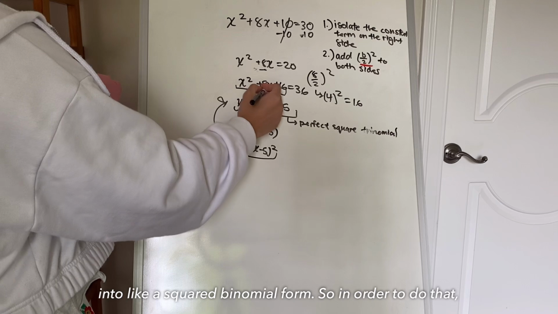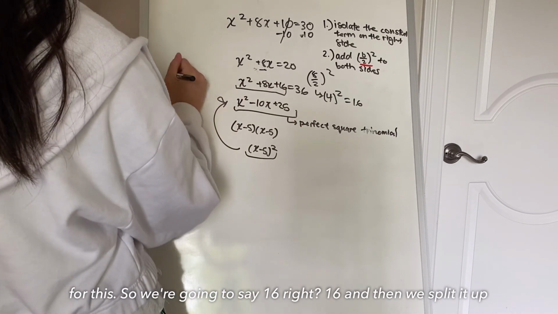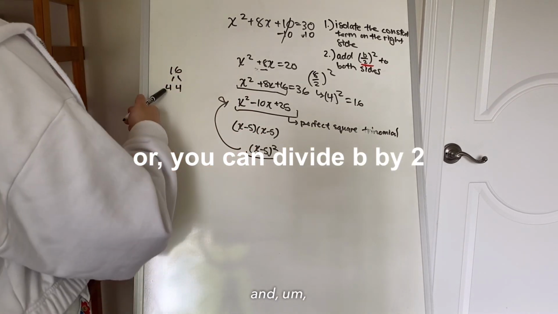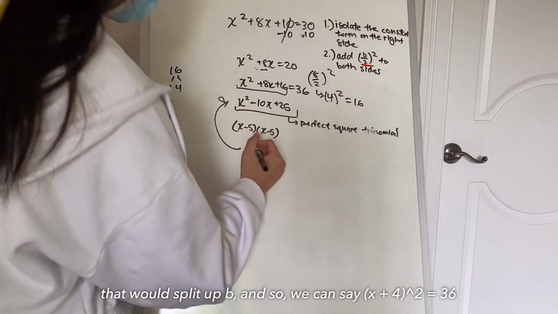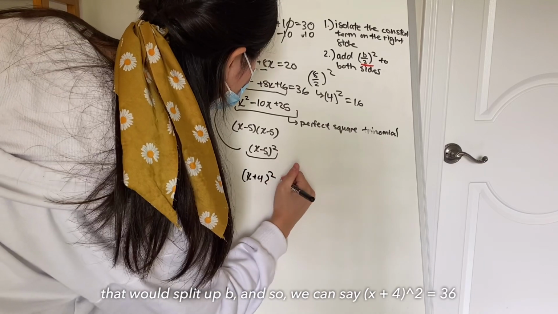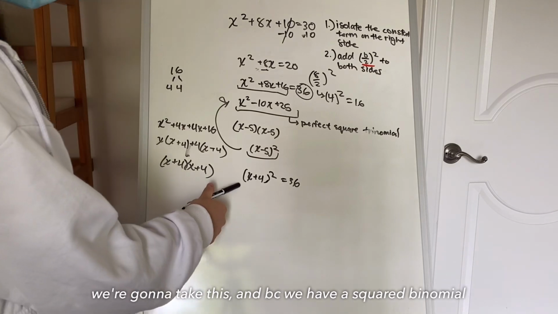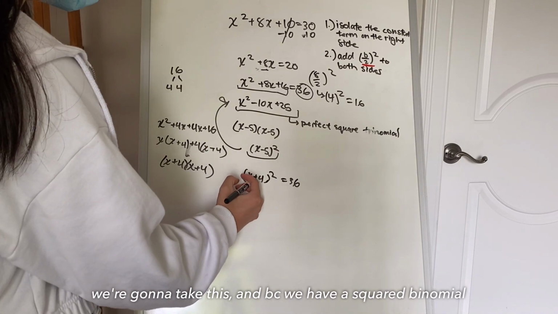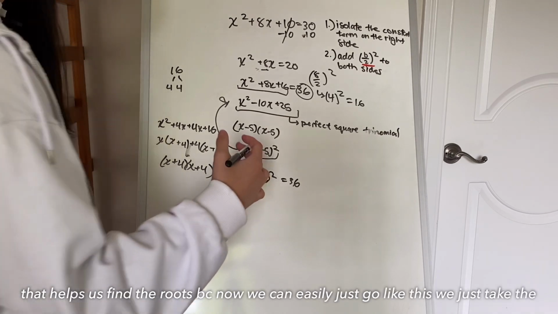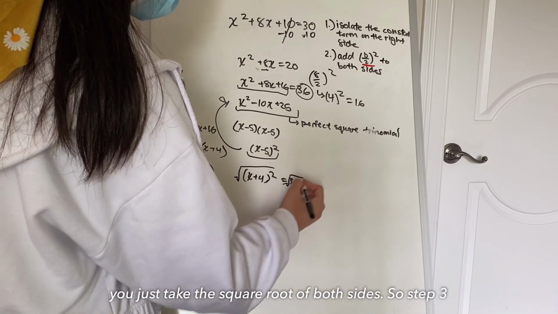In order to do that, we're going to use the AC method for this. We're going to say 16, and then we split it up into 4 and 4, and that would split up b. And so we can say x plus 4 squared equals 36. So anyways, back to this. Because we have a squared binomial, that helps us find the roots, because now we can easily just take the square root of both sides.